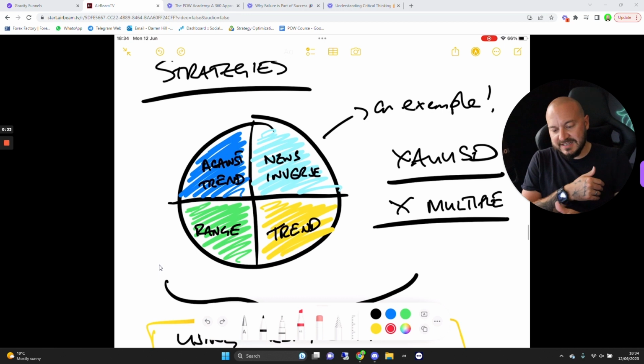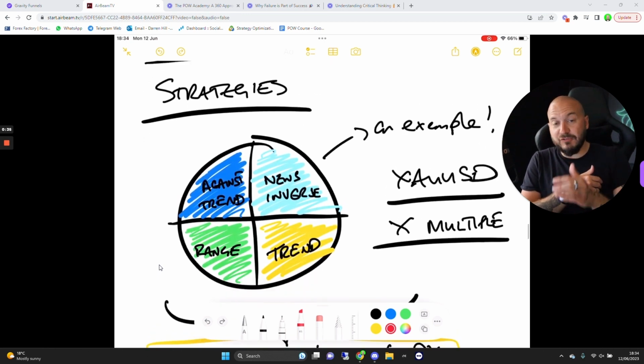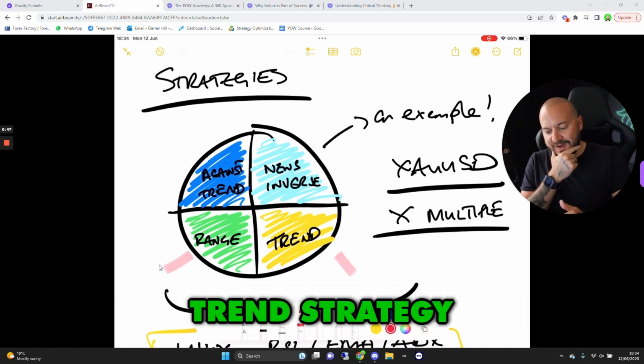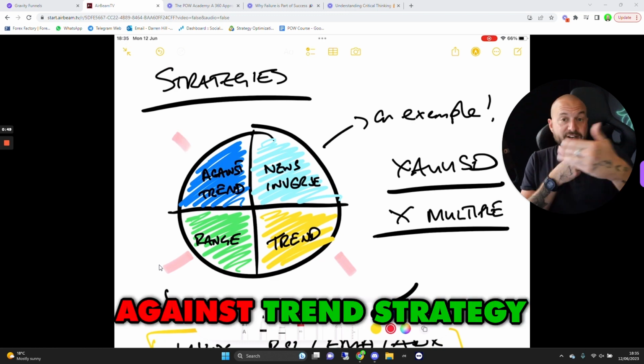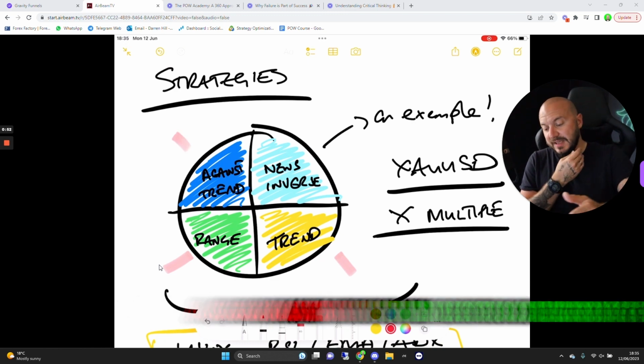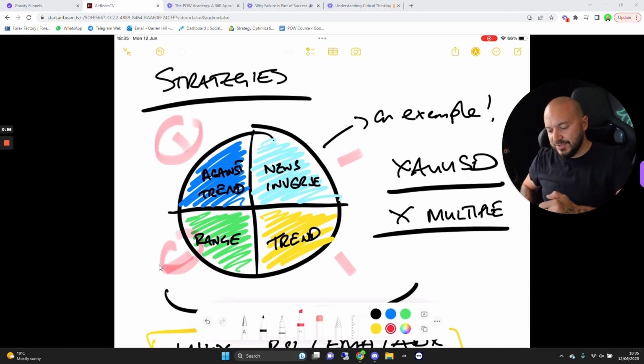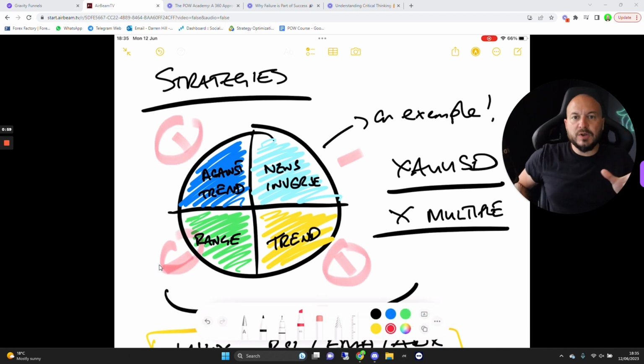Okay, so here's an example. We've got gold as an example here. It could be any pair, and you could replicate this for multiple pairs on one account even. What we've got here is a range strategy, a trend strategy, an against trend strategy on our recent Banker update, and an inverse news strategy. So ultimately, these three strategies would be pausing for news, ignoring that time window where high impact news is going to cause you potential drama.